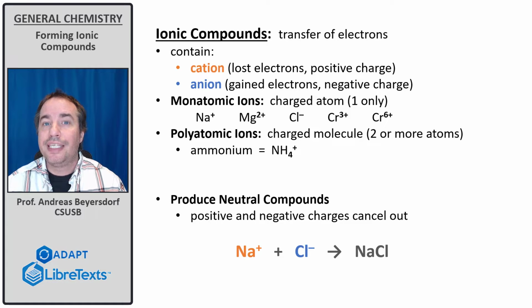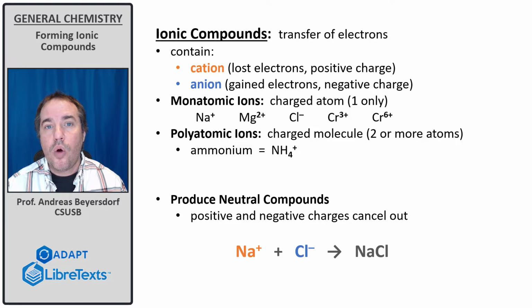Ionic compounds contain ionic bonds, which form from the transfer of electrons from one atom to another. These produce ions. These can either be cations, which means they have a positive charge, or anions, which have a negative charge. Now, the key thing is, for an ionic compound, you have to have both a cation and an anion.